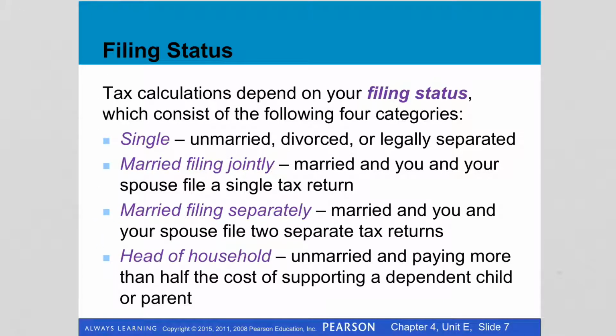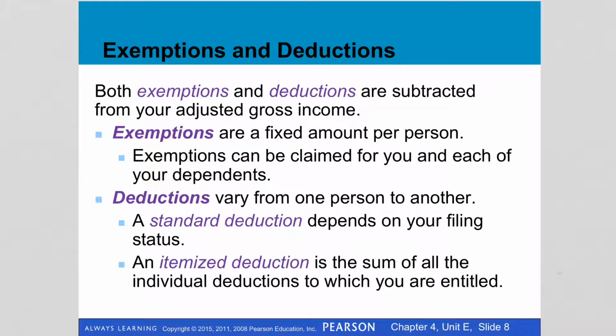Filing status, you can file single, married filing jointly, married filing separately, or head of household. And these are basically what they say they are. Exemptions are a fixed amount per person. Everybody gets an exemption, and deductions vary from one person to another. And I think the deduction is what they got rid of, and they made the exemption bigger. But that helped some people and didn't help others.